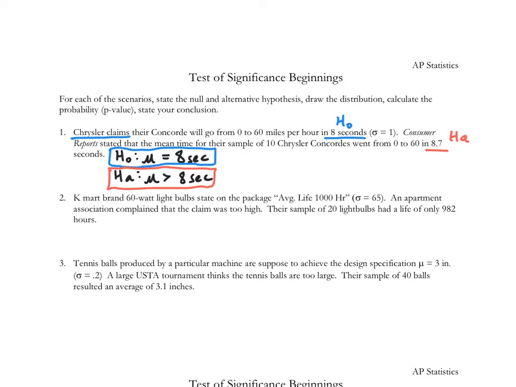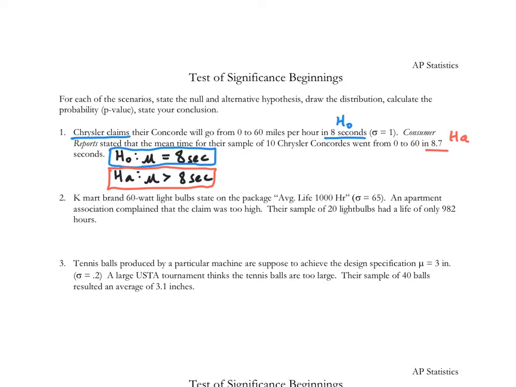Okay, so let's try it again with the second example, the Kmart. Again, we're not done with number 1, but I just want to find the hypotheses. Okay, so let's go to number 2. Let's find the hypotheses for number 2. Kmart brand 60-watt light bulbs state on the package that the average life of those light bulbs is 1,000 hours, with a standard deviation of 65. An apartment association complained that the claim was too high. Their sample of 20 light bulbs had a life of only 982 hours.